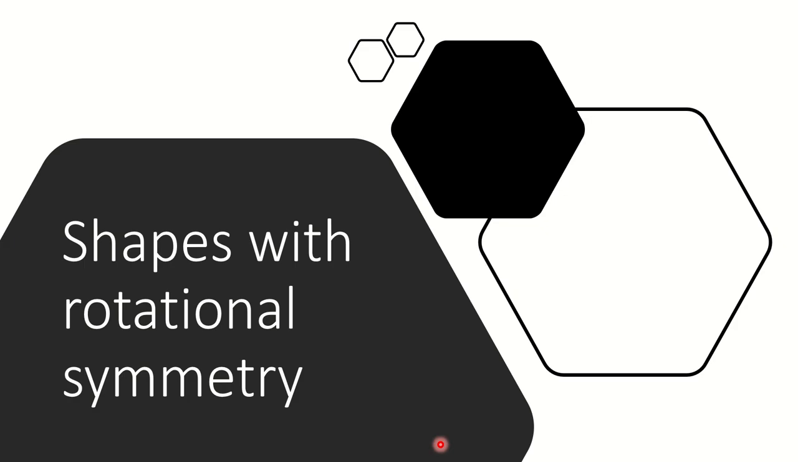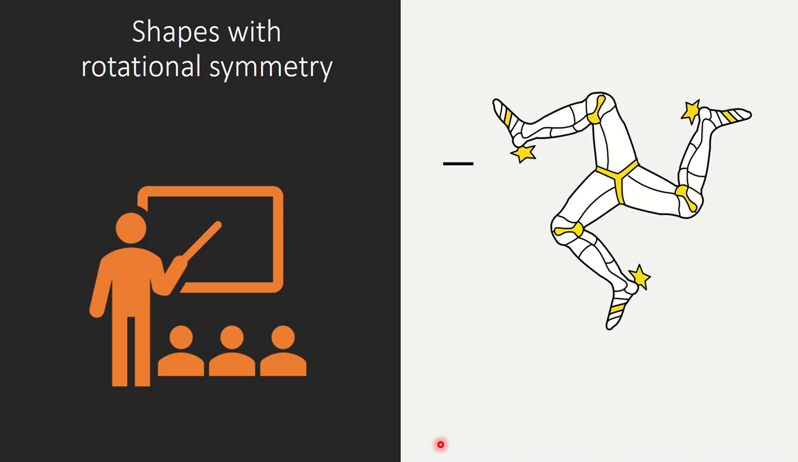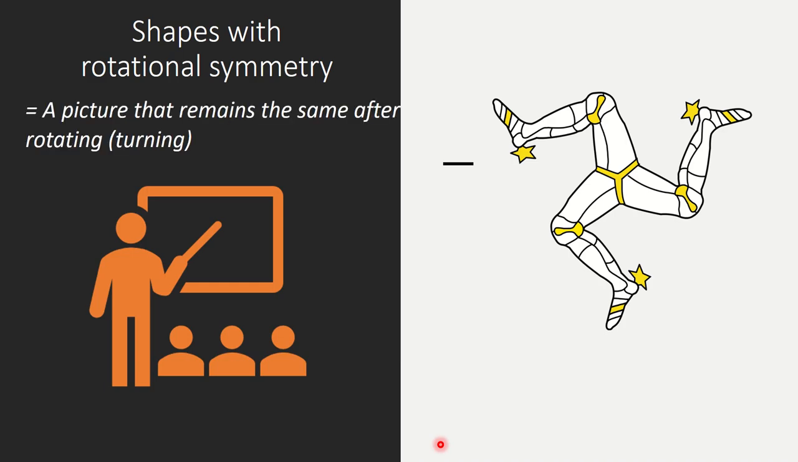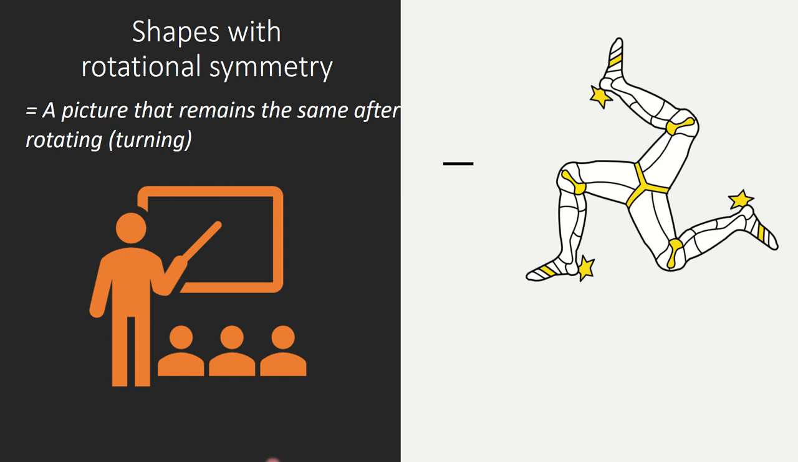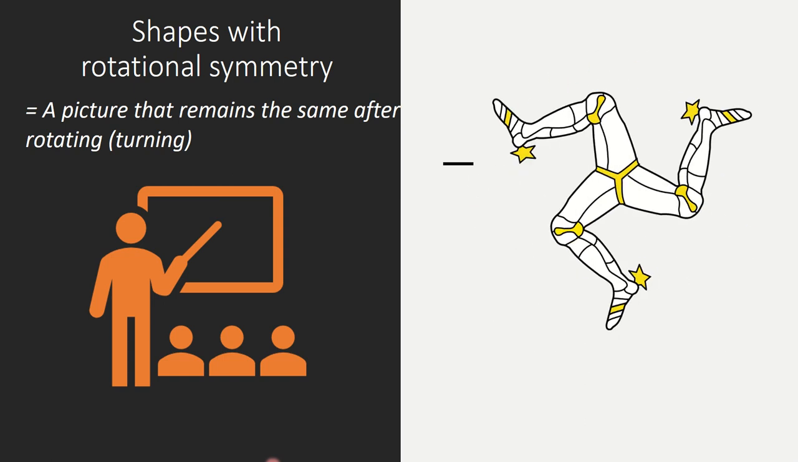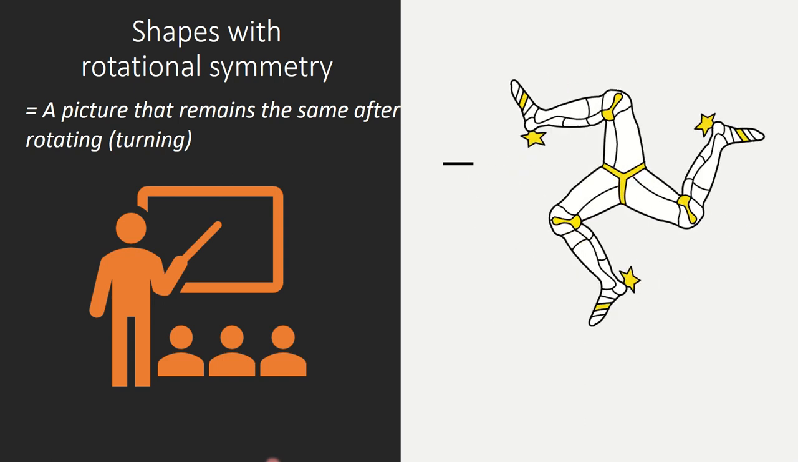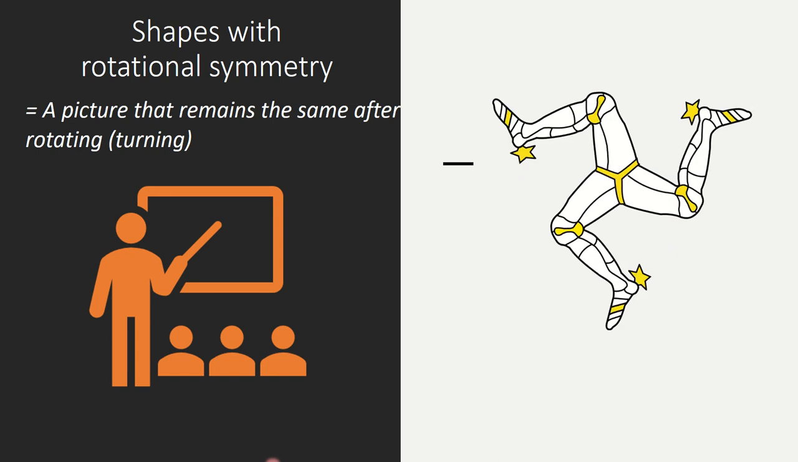Alright, so now we're going to look at shapes with rotational symmetry. Rotational symmetry is a picture that remains the same after rotating. So after I turn this picture, it will remain the same. You can see it like that. It will remain the same each time.